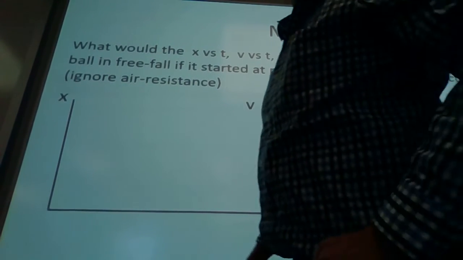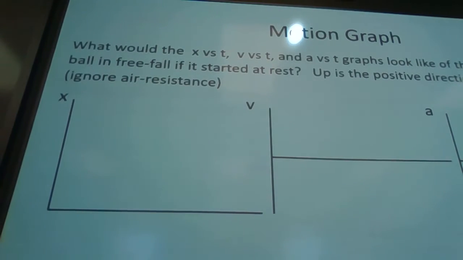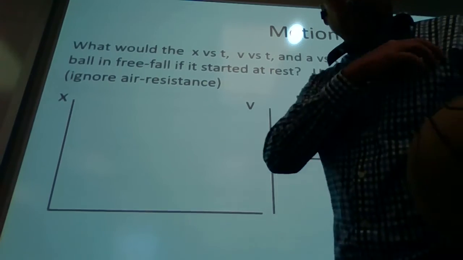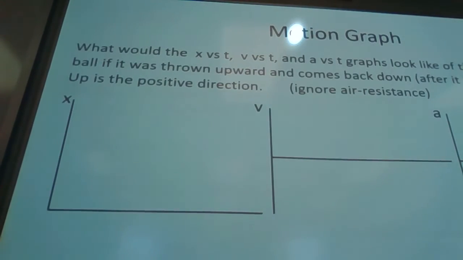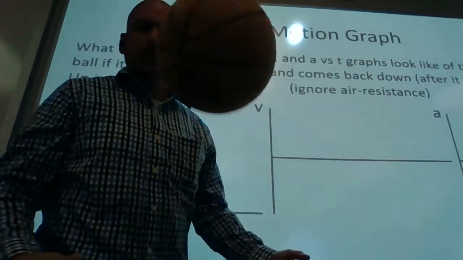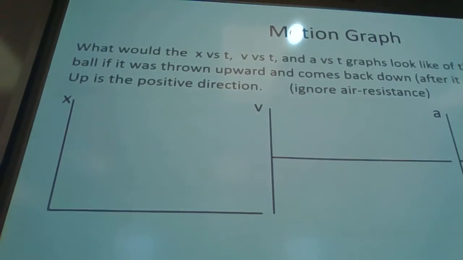Okay. Everybody good with that? Now I want the motion graphs of this after it leaves my hands before I catch it. I'm tossing the ball up. What does that look like? Up and down. What does that look like on a position versus time graph, velocity versus time graph, and acceleration versus time graph? Nope, up and down. This whole process. But not my hands.